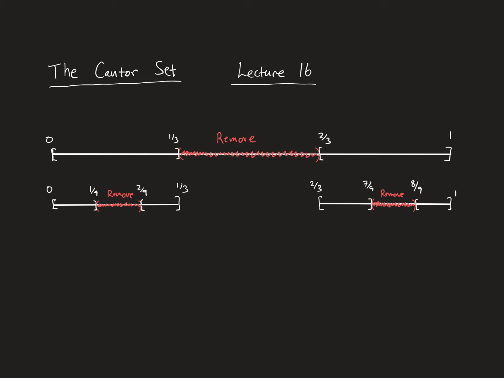Okay, so that leaves us in the next stage with 4 closed intervals looking like this. All right, so we have 4 closed intervals now. And of course, we just continue this process. So we keep removing the middle third. So remove the middle third of that, remove the middle third of that, remove the middle third, and remove the middle third. Okay, so this process continues.